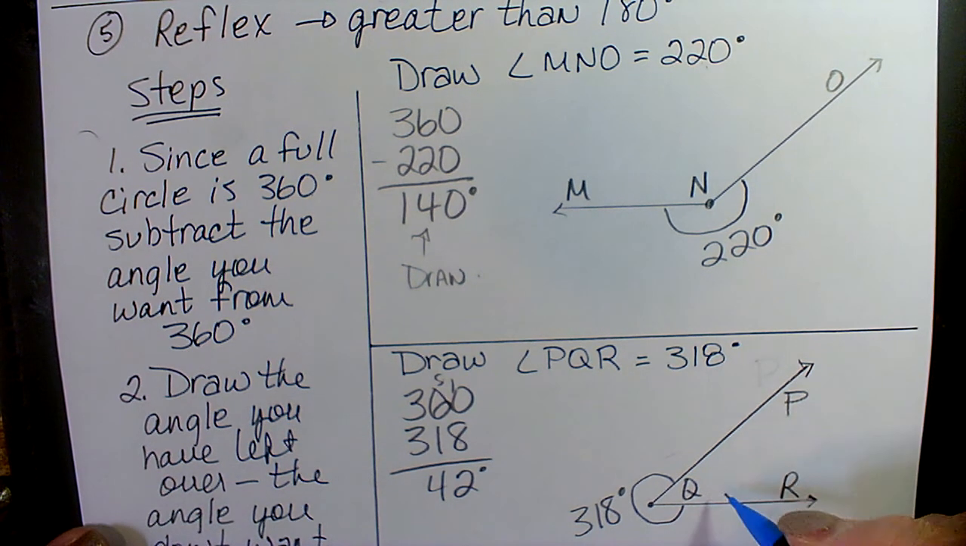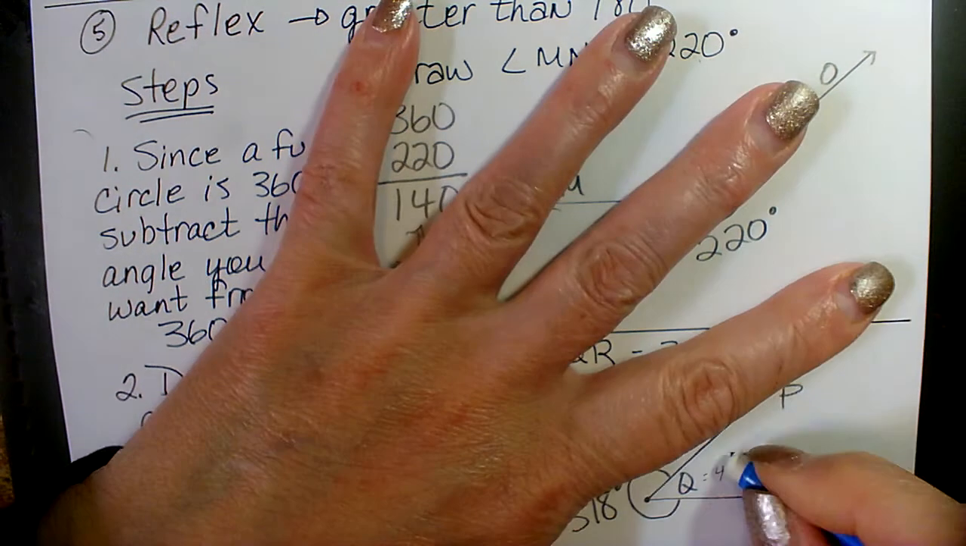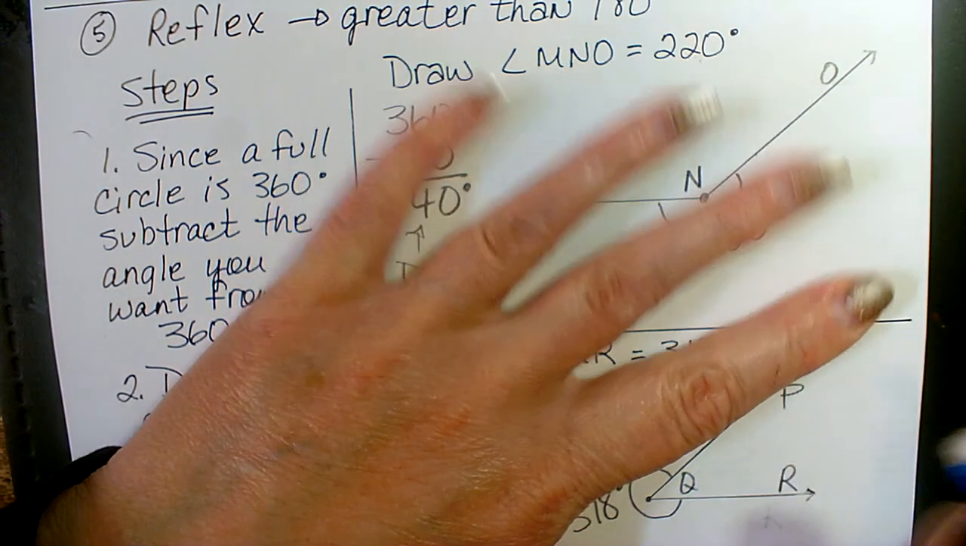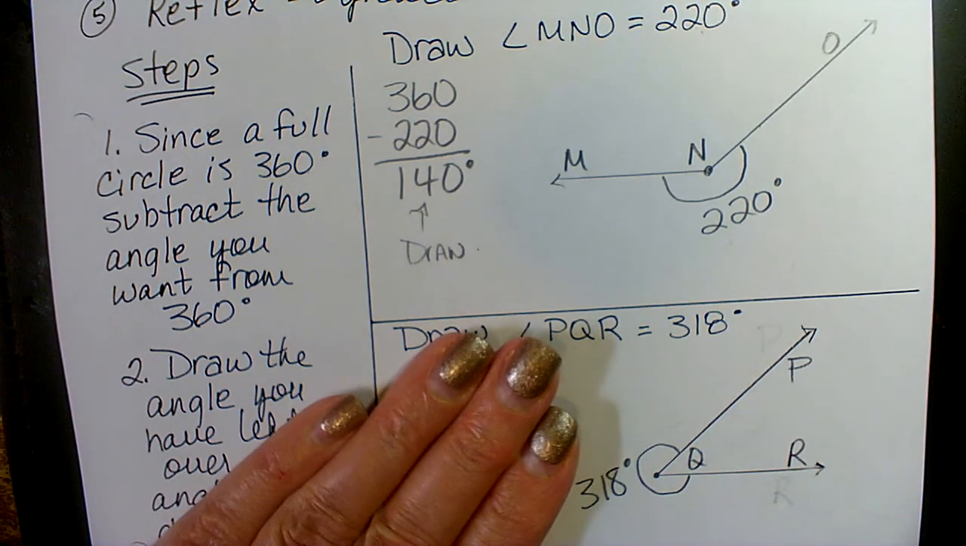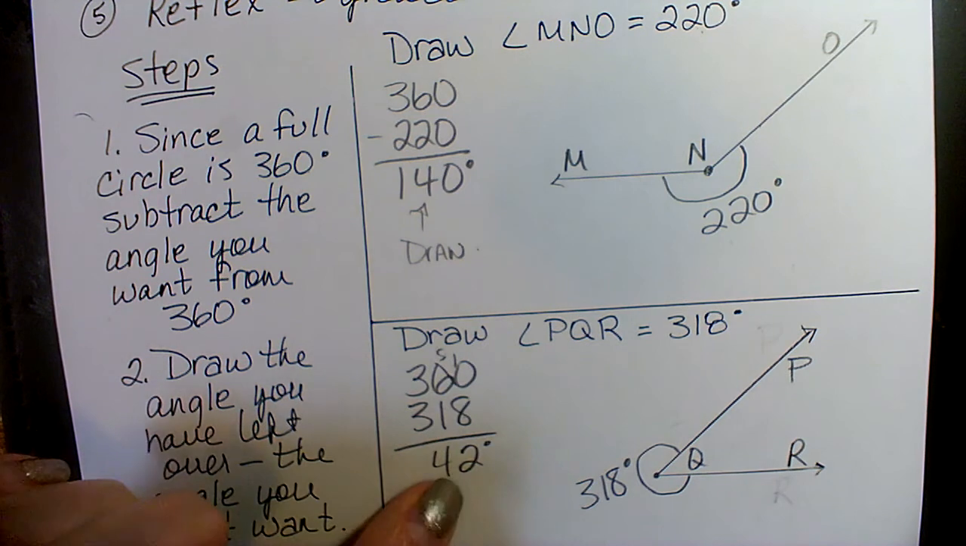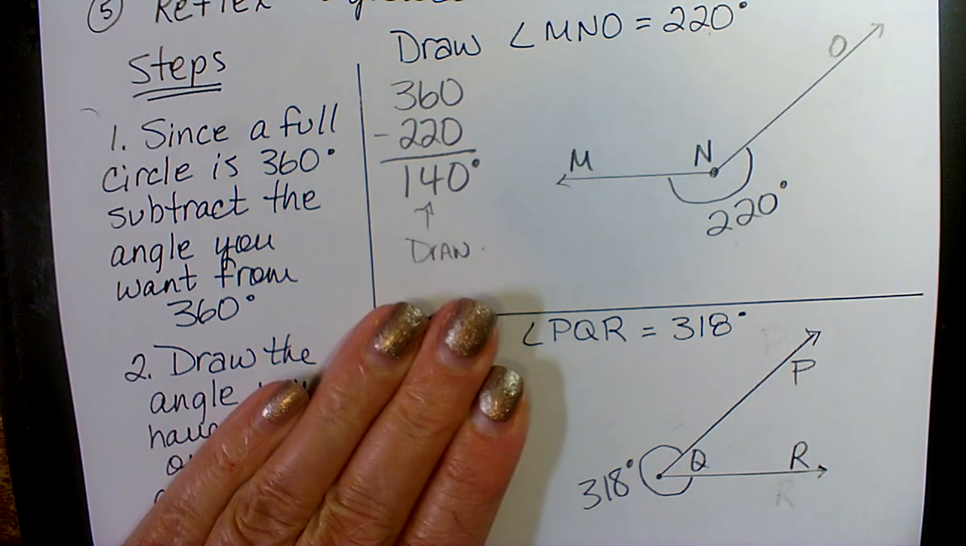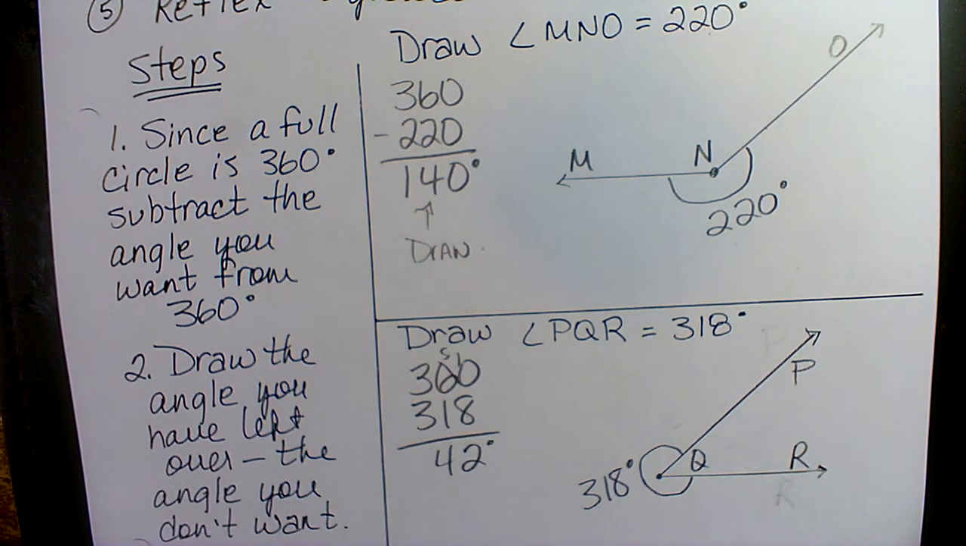I do not want to see Q equaling 42 degrees. That should not be in there, so get rid of it. That 42 degrees is not part of the picture. It was your calculation. It was used to figure out your angle, but it's not part of the solution.